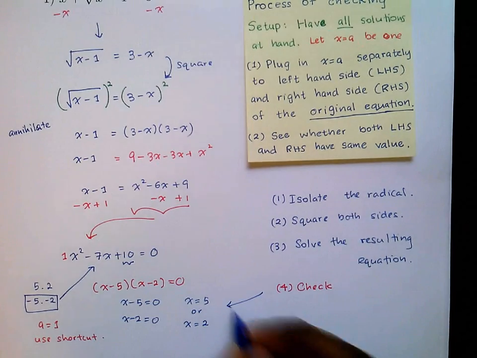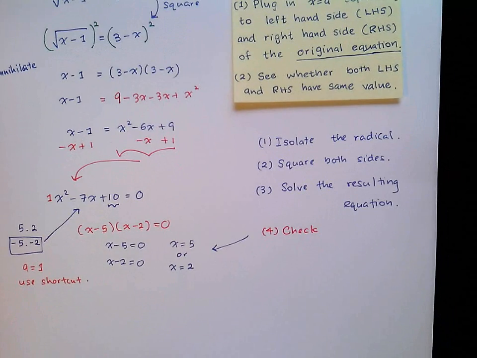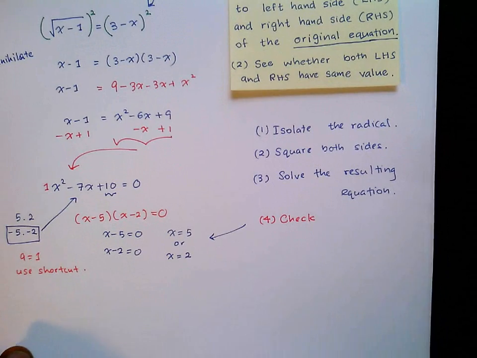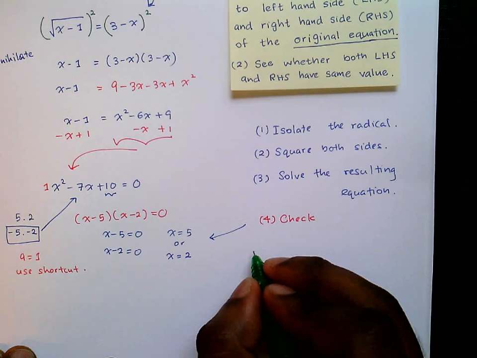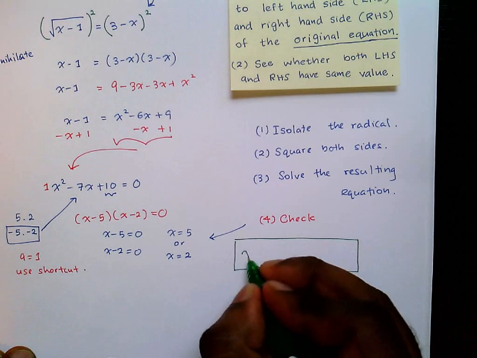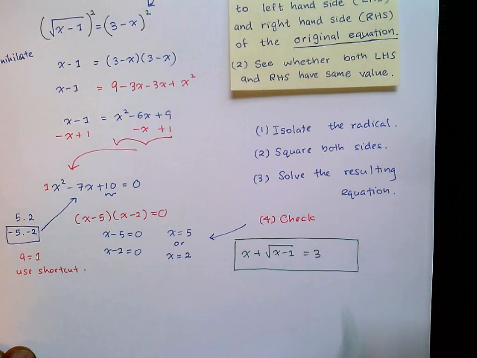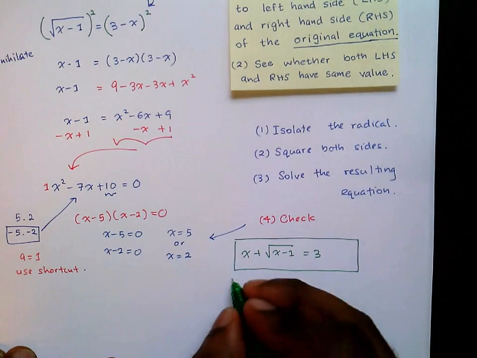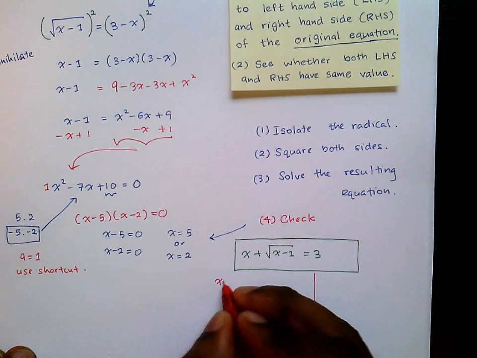Well, we need to check. So let's go slowly. Perhaps this bit I might have gone a little fast in class. So let's see how do we check it. So this is how we check. You need to just write down the original equation now. This is the original equation. Okay, so check with x equals 5.